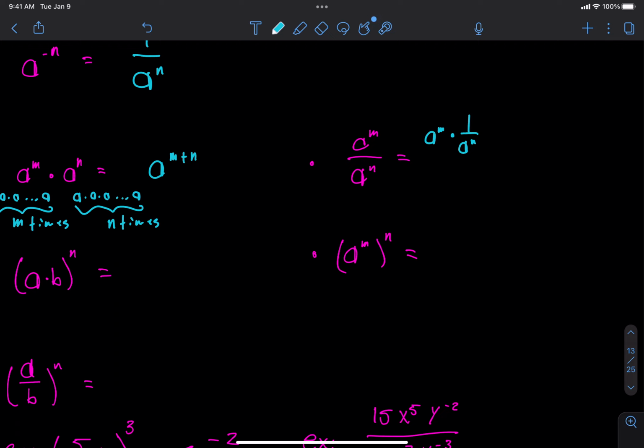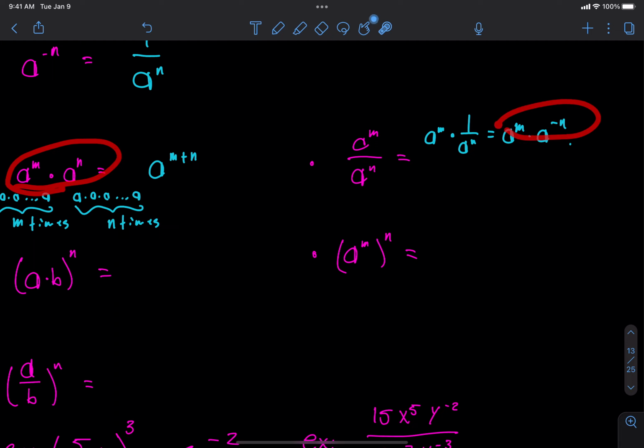Hopefully you agree with me there. And then that can be rewritten as a to the m times a to the minus n. And by our previous rule, it says if we have a to the something times a to the something else, we should add those two somethings. What happens if I add a negative number? That's the same as subtraction, right? So what do I get? A to the m minus n. Okay, great.